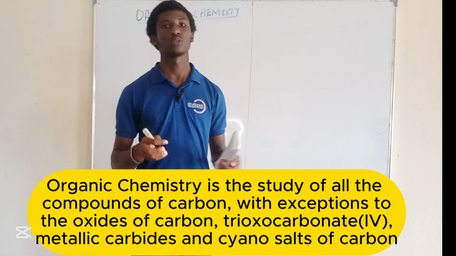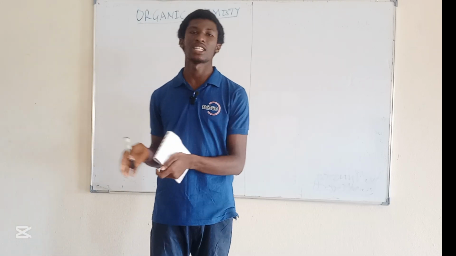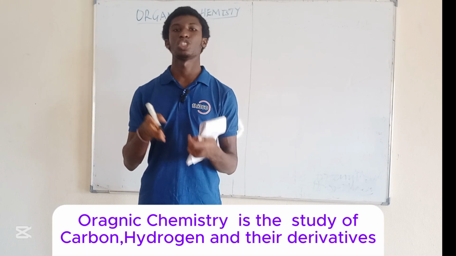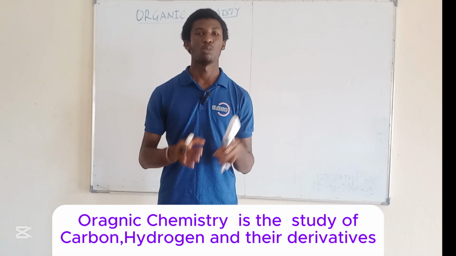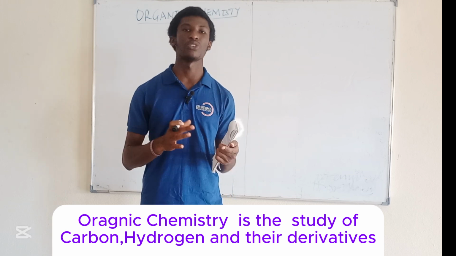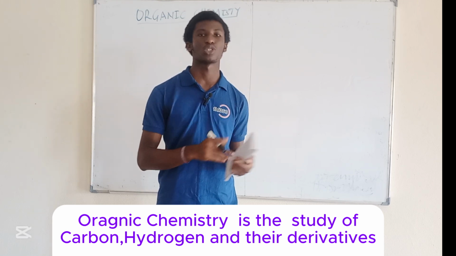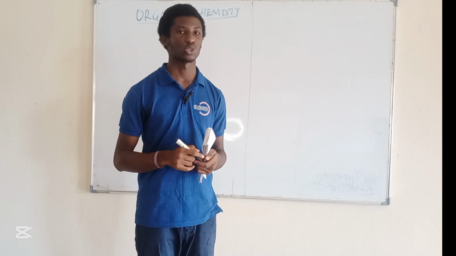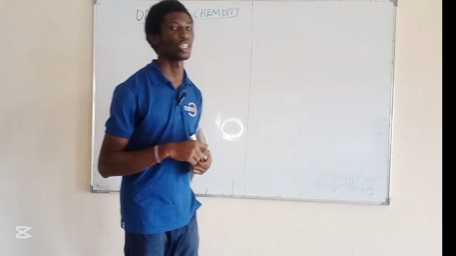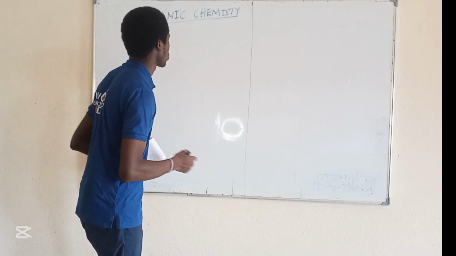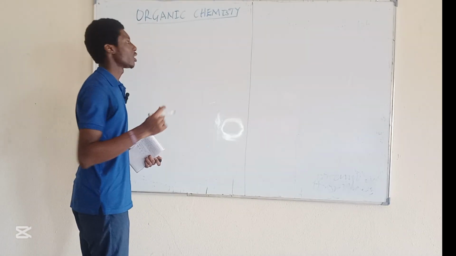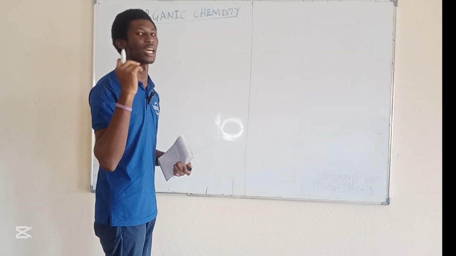I know this is a handful, but another simpler definition is that organic chemistry is the study of carbon, hydrogen, and their derivatives. But in exam cases, it is preferable to use the first definition. So organic chemistry is the study of all the compounds of carbon, with exceptions to the oxides of carbon. Now, why are oxides of carbon an exception?